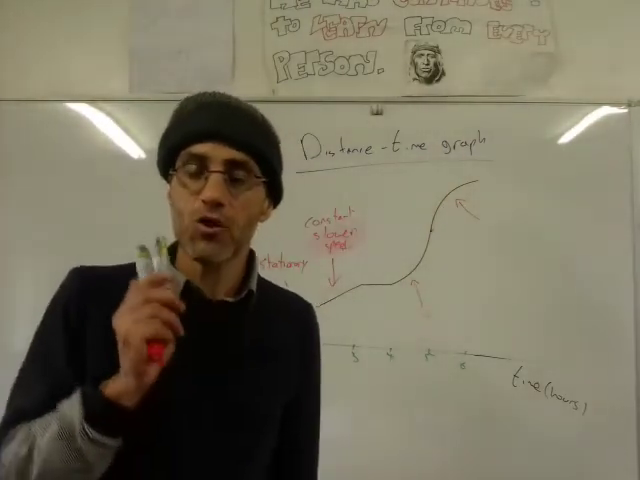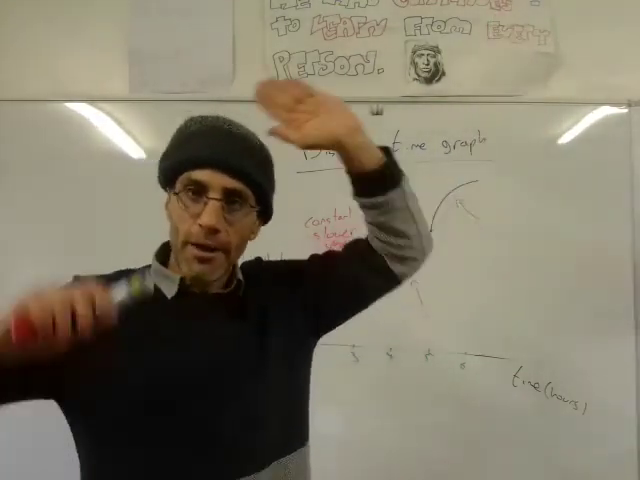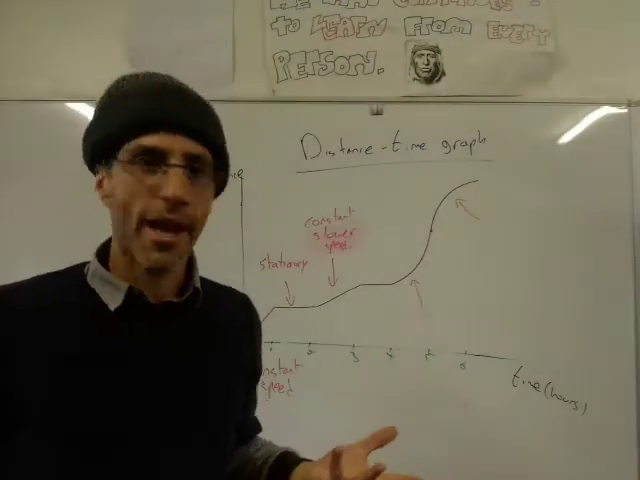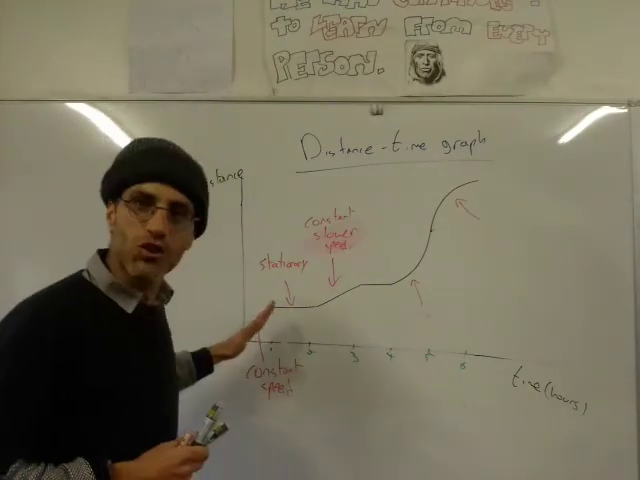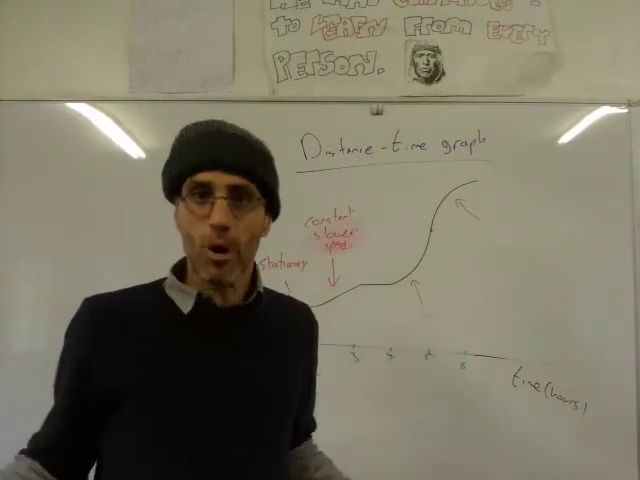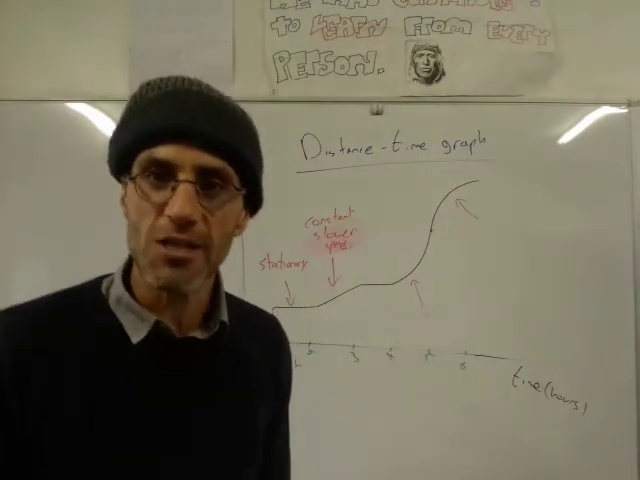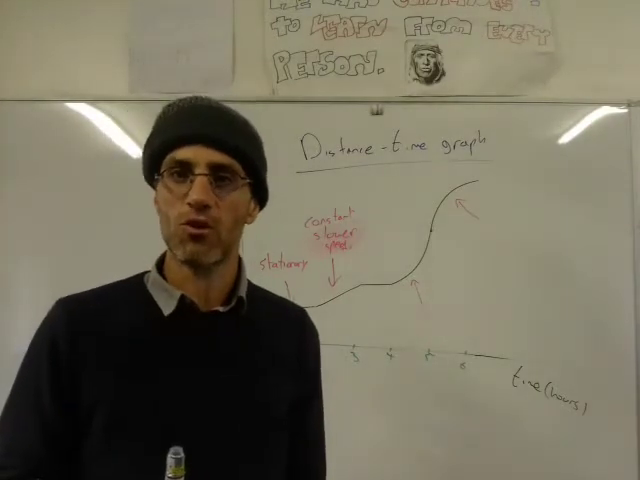But now we don't have a straight line. We have a curve. Curving up. Okay? Now, what does that mean? Well, we said that when the line is straight, that's constant speed. So now when the line is not straight, then probably the speed is not constant. And we also said that the speed is related to the steepness of the graph.